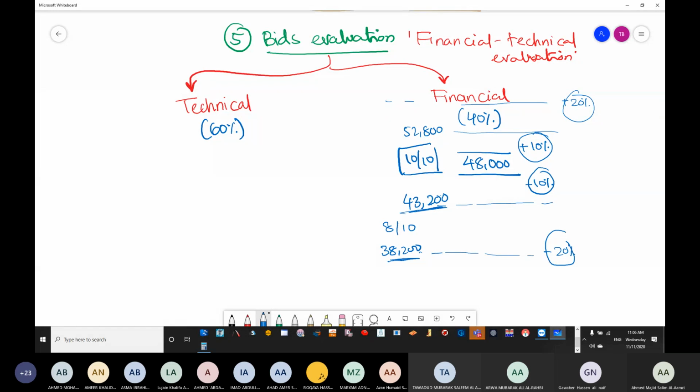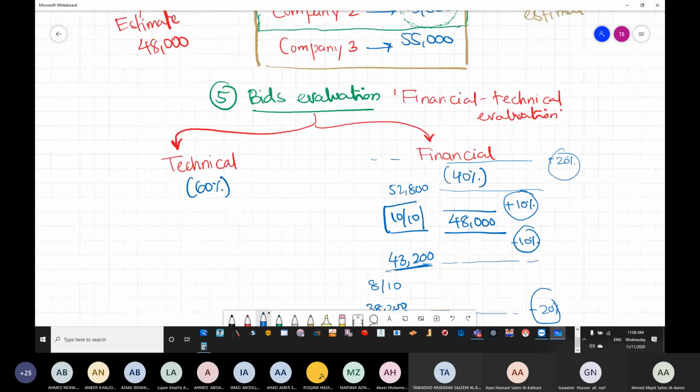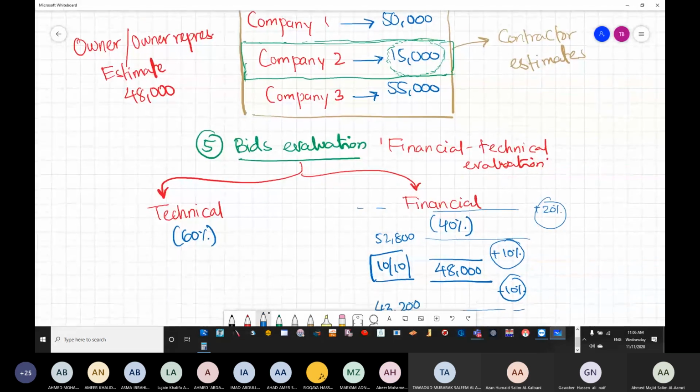We are comparing the offers with the owner estimate. The closer offers to the owner estimate will get higher value. The ones which are far will get lesser value. Okay.